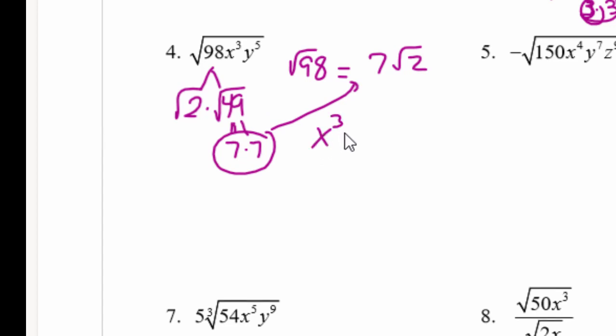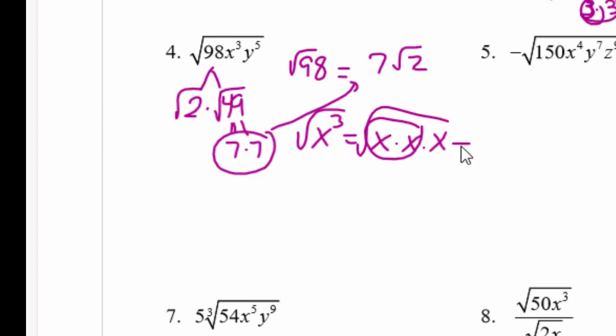X cubed. Okay, so again, 3 x's, right? We're looking for groups of 2 because we are doing a square root. 1 group of 2, and 1 singleton. So when I take the square root of x cubed, I'm going to write 1 x goes outside, and then I have the single x inside. All right, so from these 2 x's, this 1 x, and this little x stays in there.